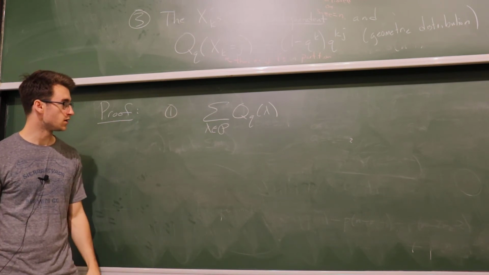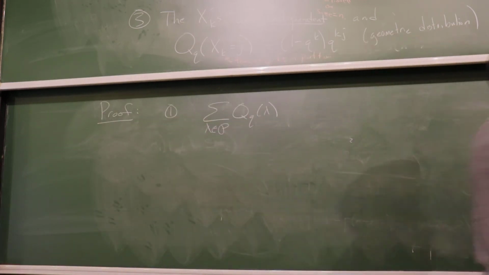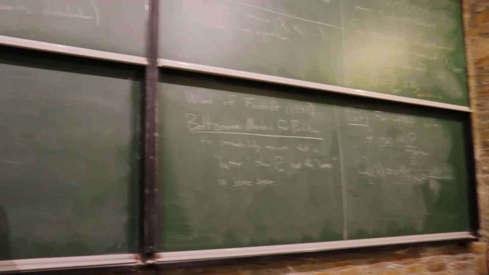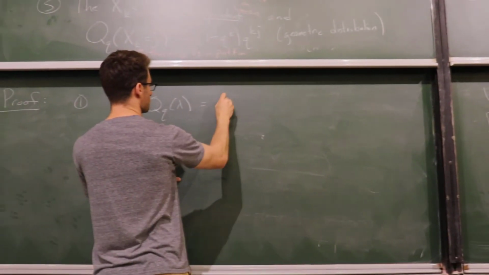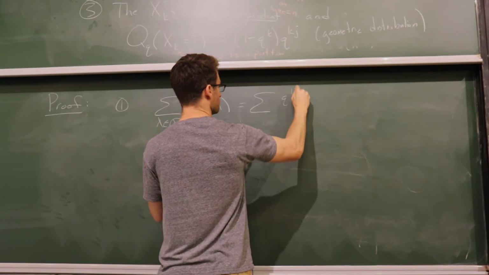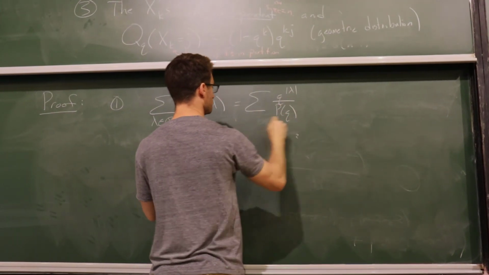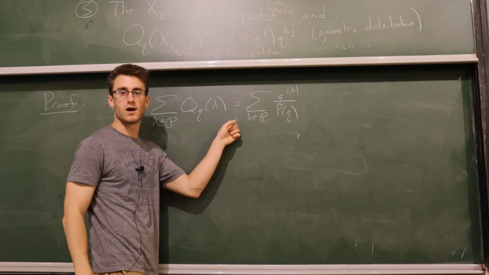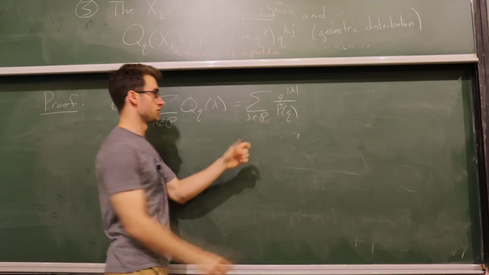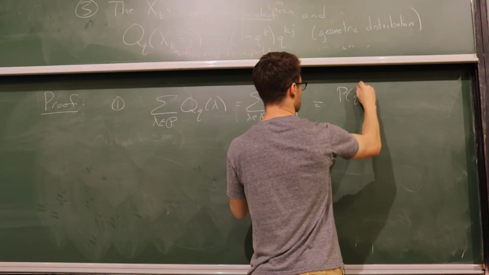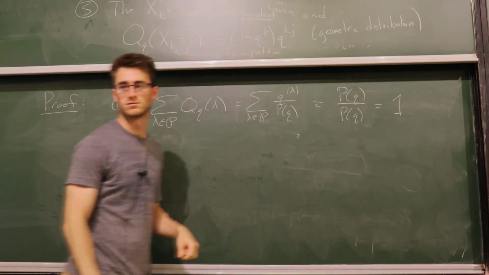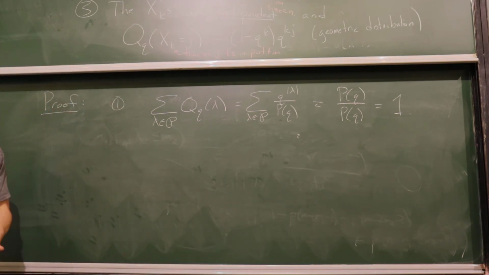Now, I'll just use the second formulation here of the Boltzmann model. So we just plug that in. You get q to the size of lambda over P of q. Factor the P of q out, and then we have the generating function. So it's just P of q over P of q, which is 1. So it's a probability measure by definition.